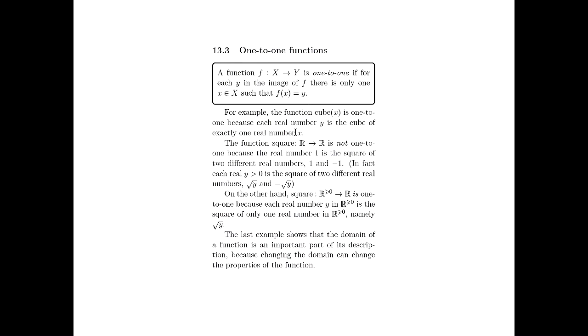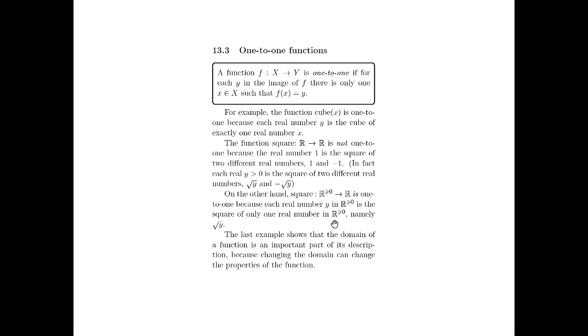So the notes, I'll get to some more concrete examples in a second, but the notes say, for example, cube is one-to-one because for each real number, there's only one real number which cubes to give you that number, right? Whereas square is not, because if you think about 1, there are 2 numbers which square to give you 1, right? 1 and -1. So that is exactly the horizontal line test I mentioned at the beginning.